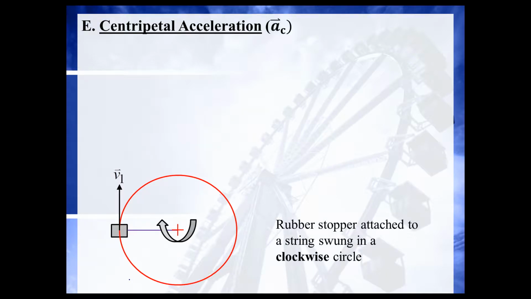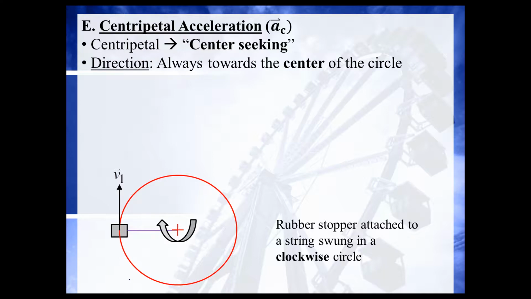Final physical quantity we'll talk about in today's lesson is centripetal acceleration. This word centripetal means center seeking. So the centri part of the word is center, the petal part means we're seeking. The direction of an object undergoing uniform circular motion in terms of its centripetal acceleration is always going to be towards the center of the circle.